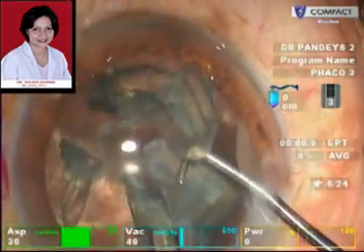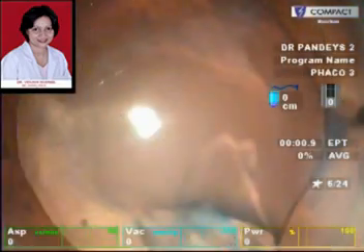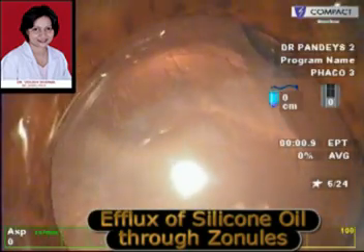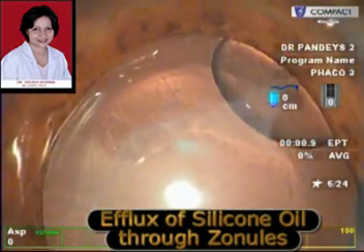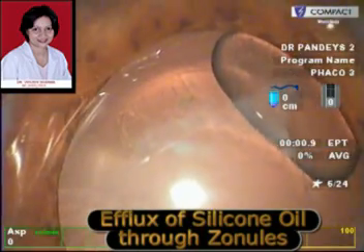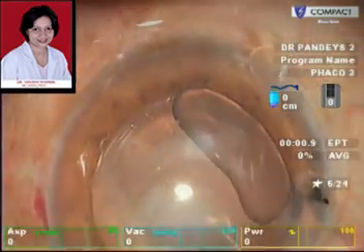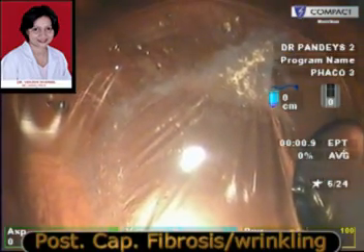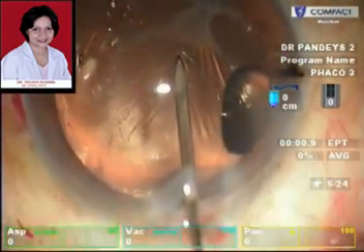Once the cataract has been removed, as we can see here, there is fibrosis of the posterior capsule, which commonly occurs in cases that have had silicone oil. And here we can see the efflux of silicone oil through the zonules. So as we can see, because of the hemodynamic pressure, the silicone oil tries to come out into the anterior chamber, and once we make a posterior capsule opening, it will easily flow out into the anterior chamber and out of the eye from there.